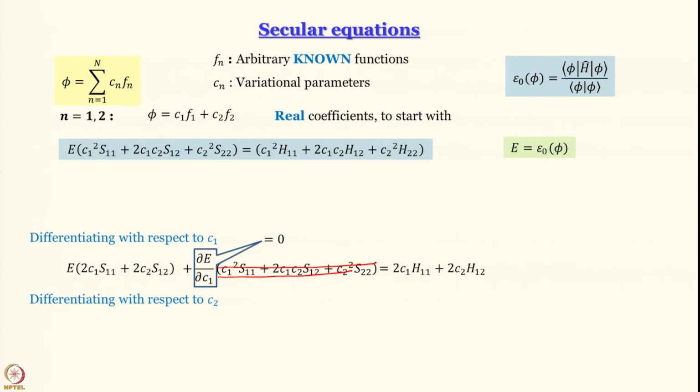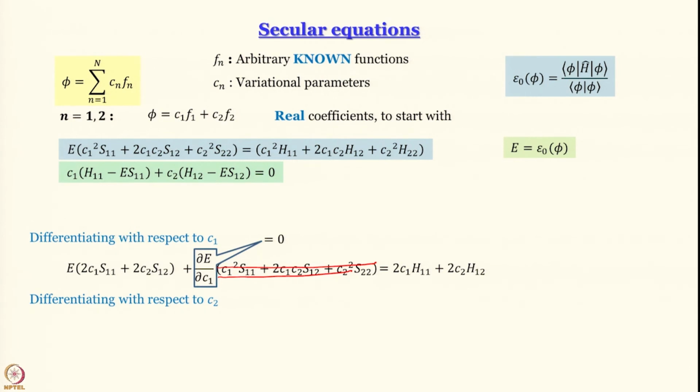Okay. So, you differentiate with respect to C1 and this is what you get, right. You just bring it to this side. What happens? Everything is multiplied by 2, so 2 cancels. So, C1 multiplied by H11 minus E S11, this is what we get here, and we could have put a minus sign in front of that, it would not have changed, it is equated to 0 anyway.